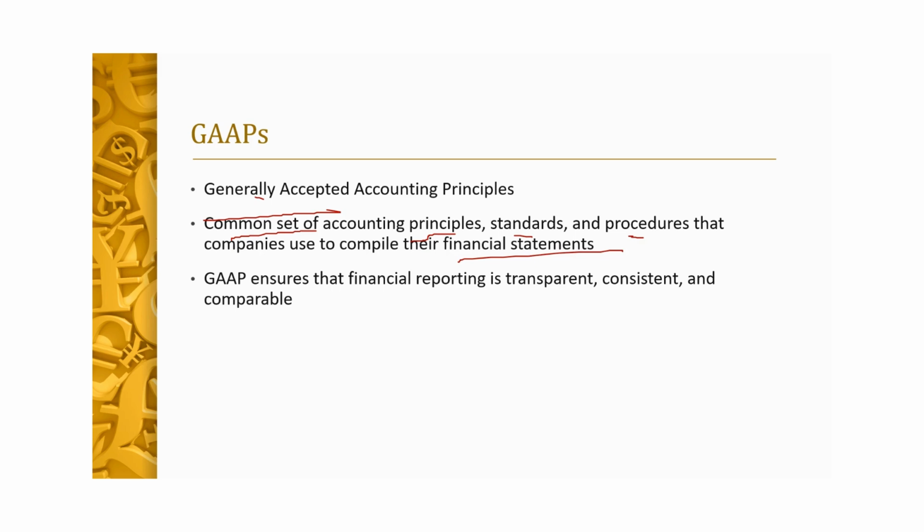their financial statements. मीन्स ये वो प्रिंसिपल्स हैं, स्टैंडर्ड्स हैं, प्रोसीजर्स हैं जो कंपनी यूज करती हैं उनकी फाइनेंशियल स्टेटमेंट्स को कंपाइल करने के लिए. सो बेसिक ऑब्जेक्टिव इज ये ट्रांसपेरेंट, कंसिस्टेंट एंड कंपेरेबल फाइनेंशियल स्टेटमेंट्स बने हमारी. दैट इज द बेसिक ऑब्जेक्टिव ऑफ द गैप्स.